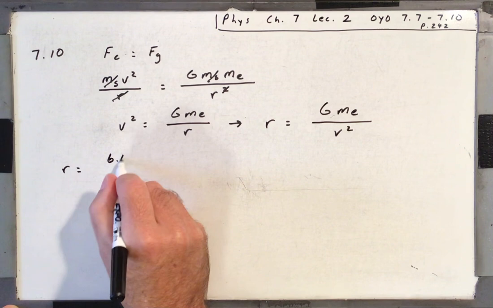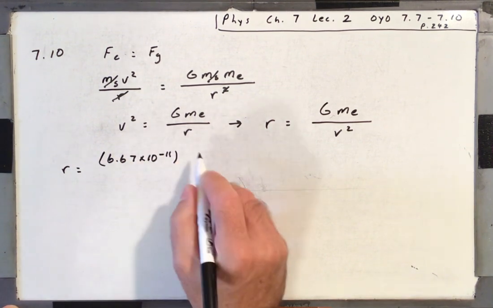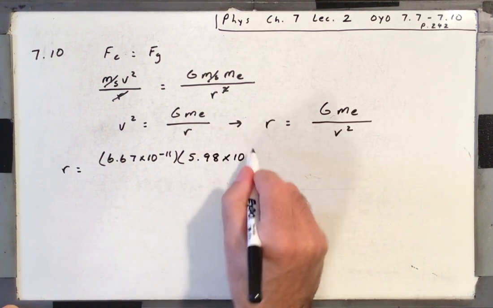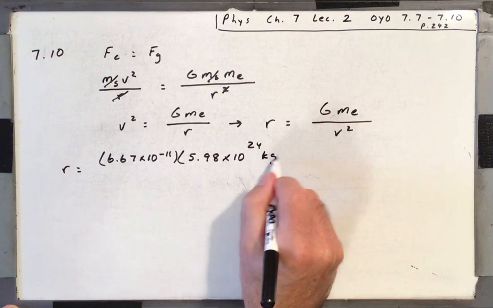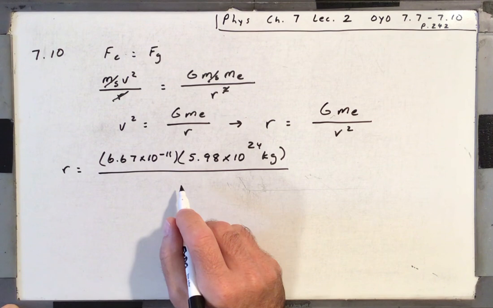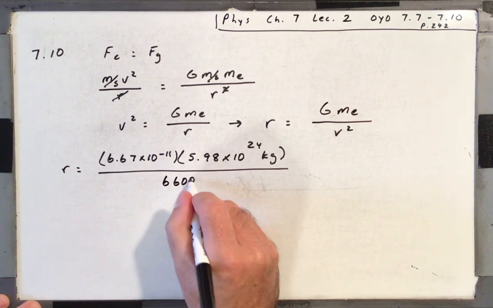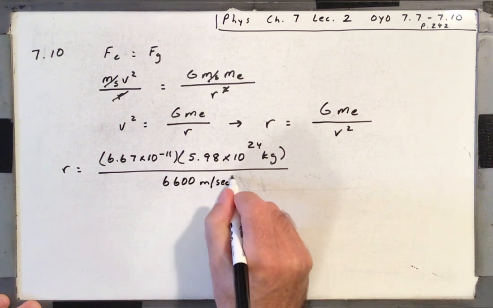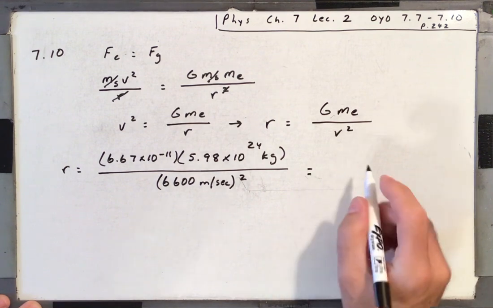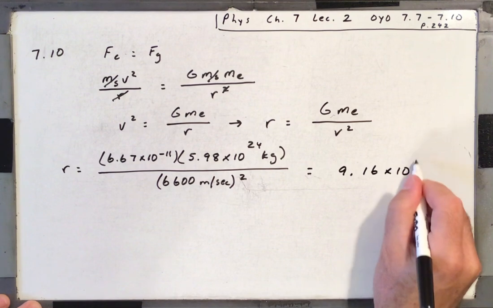So r is 6.67 times 10 to the minus 11 times 5.98 times 10 to the 24th, the mass of the Earth. And then the velocity, it said, was 6,600. And let's not forget to square that. Okay, so what we have as a radius is 9.16 times 10 to the 6th meters.